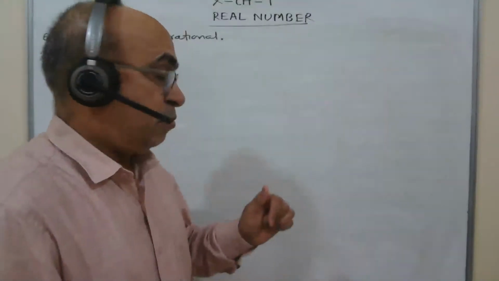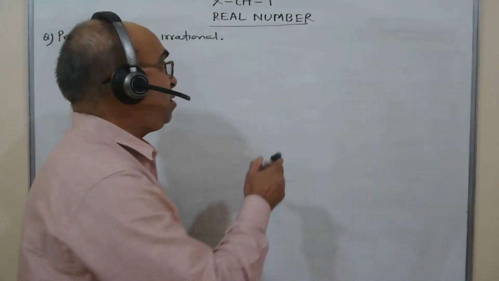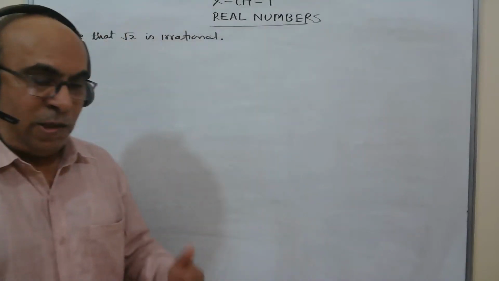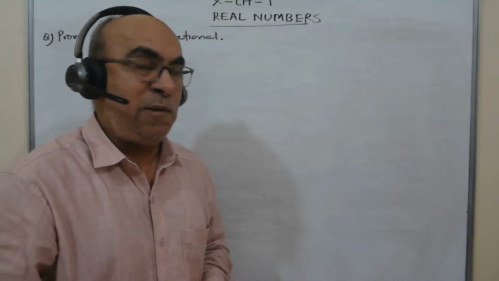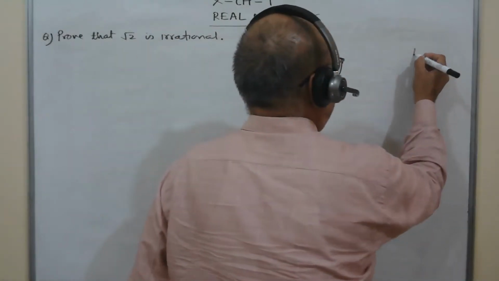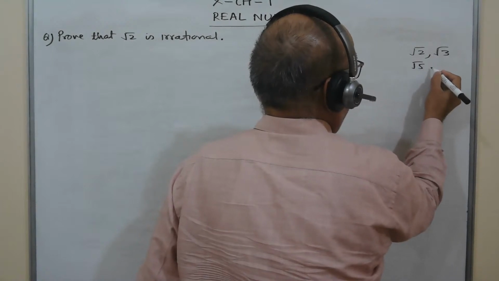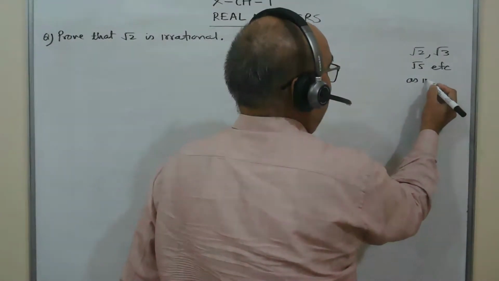And today this is part 2, the second video on this chapter, Real Numbers. And today I'm going to discuss proving square root 2, square root 3, square root 5, etc. as irrational.